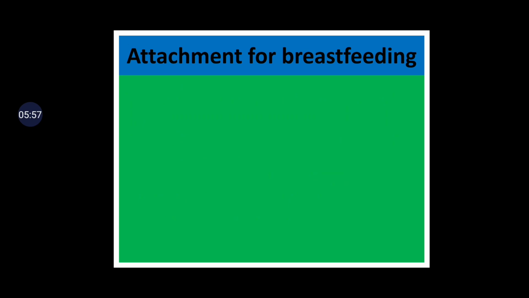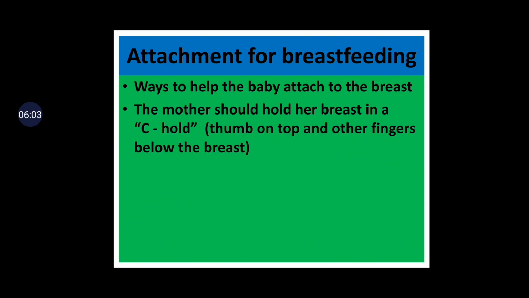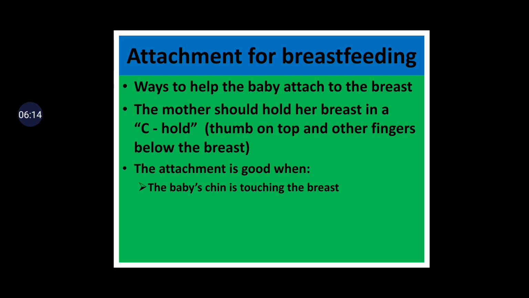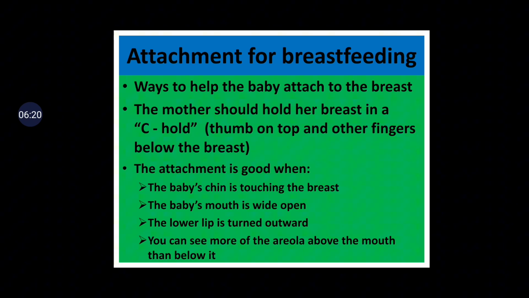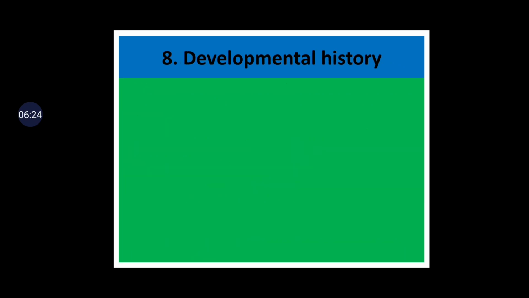The other is attachment for breastfeeding. These are ways to help the baby attach to the breast. The mother should hold her breast in a C-hold. That means thumb on the top and other fingers below the breast. Then the attachment is good when the baby's chin is touching the breast, the baby's mouth is wide open, the lower lip is turned outward, and when you can see more of the areola above the mouth than below it.